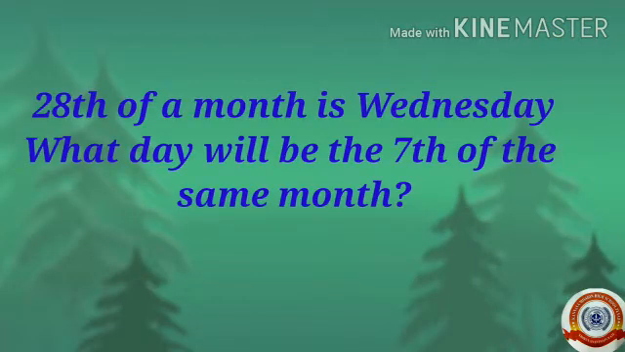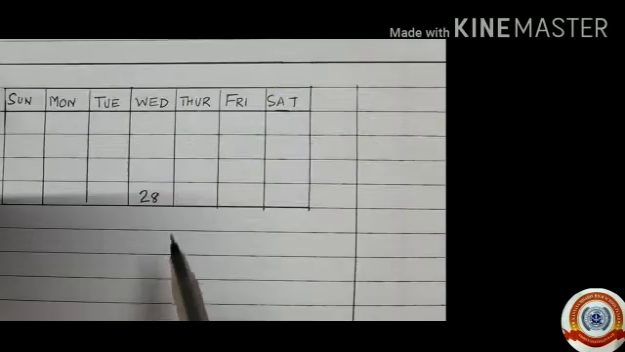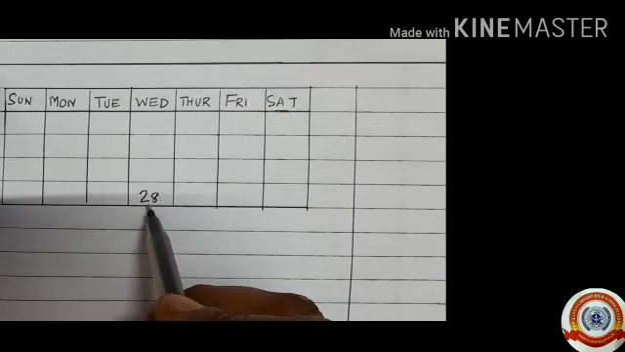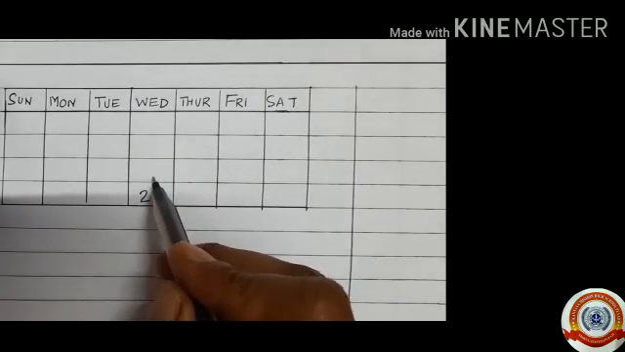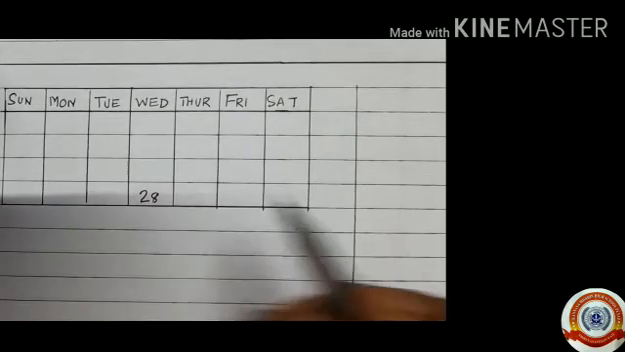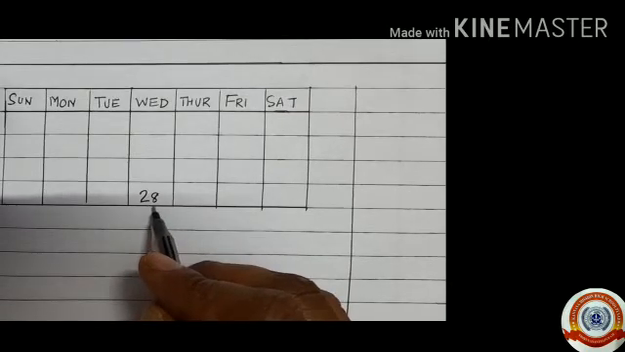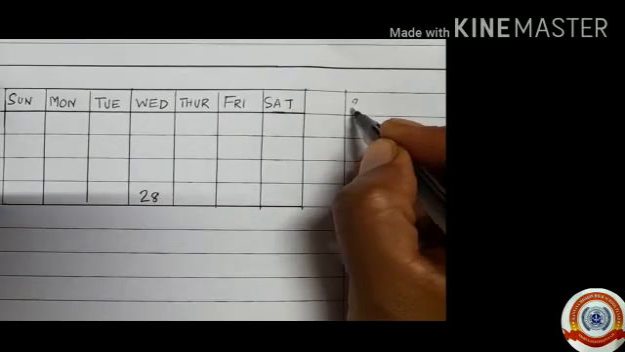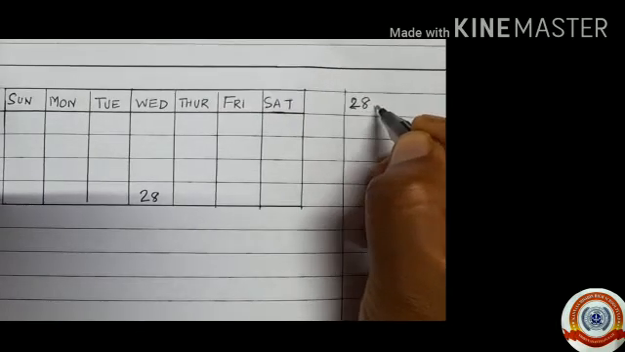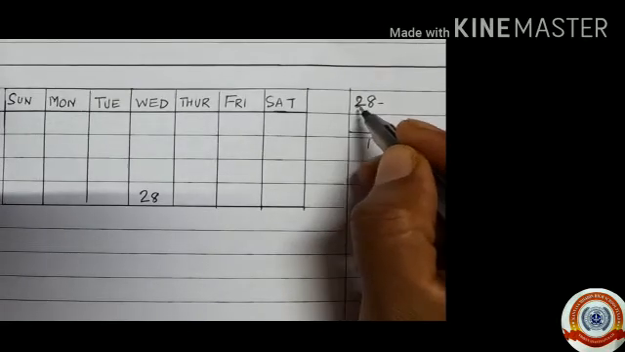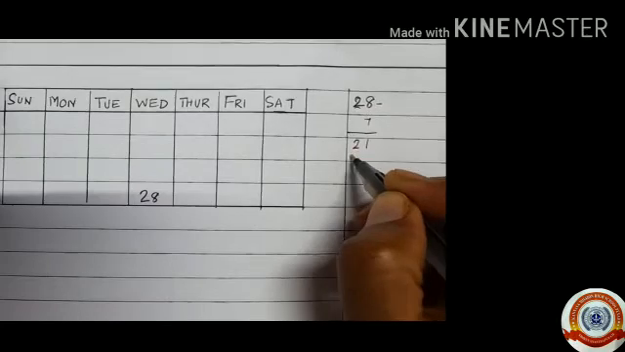Let's go to another activity. 28th of a month is Wednesday. What day will be the 7th of the same month? 28th of a month is Wednesday. To find the date of the last Wednesday from 28, how do you find it? Subtract 7 from 28. That is 28 minus 7. 8 minus 7, 1. And here, this 2. 21.